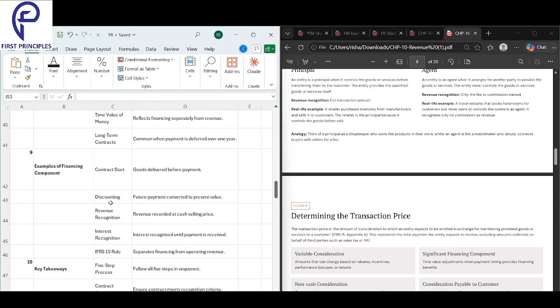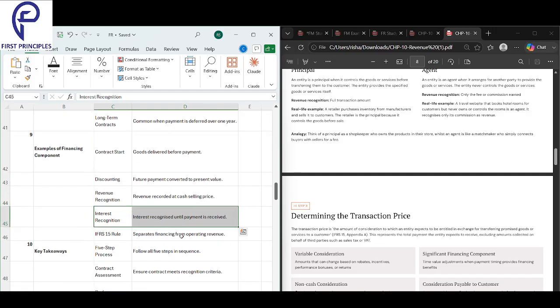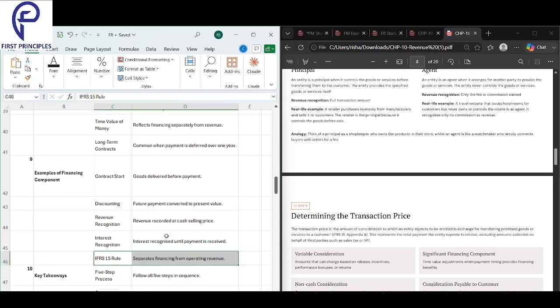Okay. Contract discounting, revenue recognition. Revenue recognition at cash price. So revenue should be recorded at the cash selling price. Interest is recognized until the payment is received. And IFRS 15 says you separate the financing from operating revenue. So if you're getting the financing, you have to clearly show it as a separate part of the breakdown. You have to show it separately. Okay, so that is about this.